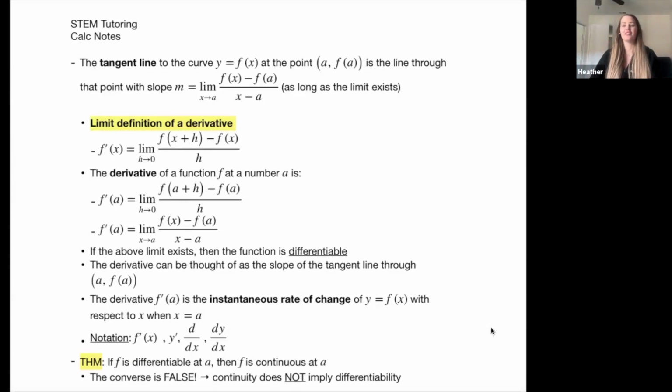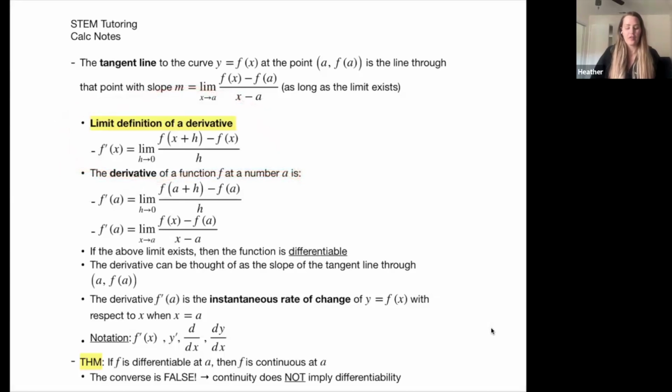In today's video, we're going to talk about one of my favorite subjects in calculus, which is derivatives. Last time we talked about an application of limits, which was continuity. This is another application of limits, if you will, because I can define a derivative using a limit. So let's start with our limit definitions of a derivative here.